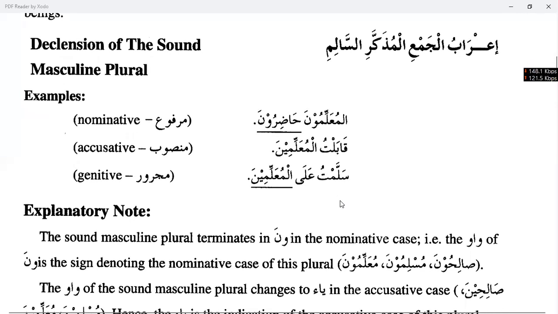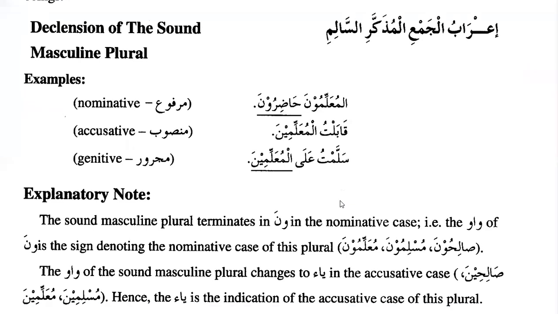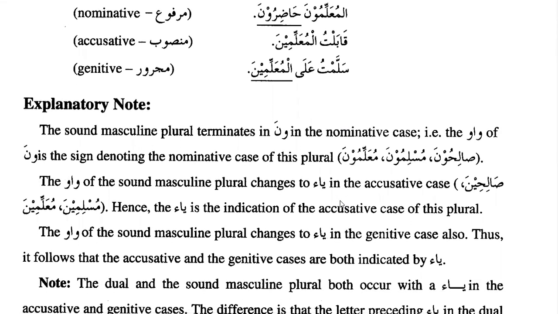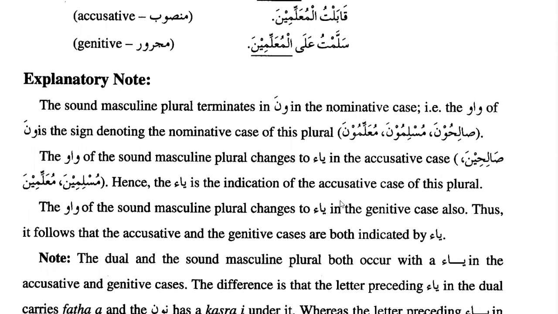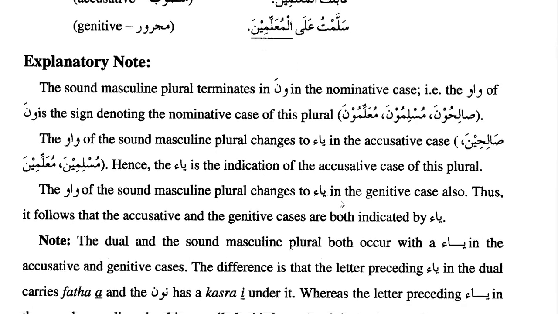Qabaltul Muallimina is the accusative, mansub. Salamtu alal muallimina is the majrur, genitive. Explanatory note: the sound masculine plural terminates in waw and noon with fatha in the nominative case. That is, the waw of una is the sign denoting the nominative case of this plural. Salihuna, Muslimuna, Muallimuna.